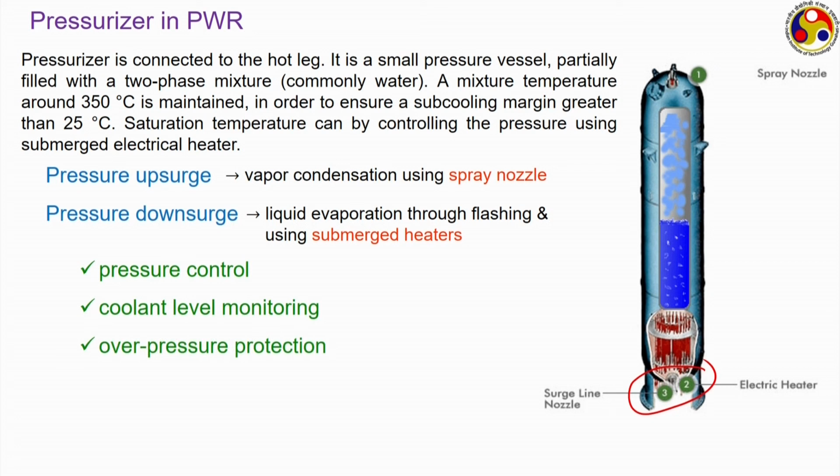And the third is overpressure protection. Somewhere here on the top of the pressurizer there will be a safety valve. If there is a certain overpressure in the system which the pressurizer is also not able to take care of, this overpressure protection valve opens, allowing some steam to escape. You can think of this as analogous to the safety valve that we have in a pressure cooker. Whenever the pressure inside is high, the safety valve opens, allowing some steam to escape, and thereby gains the equilibrium back.